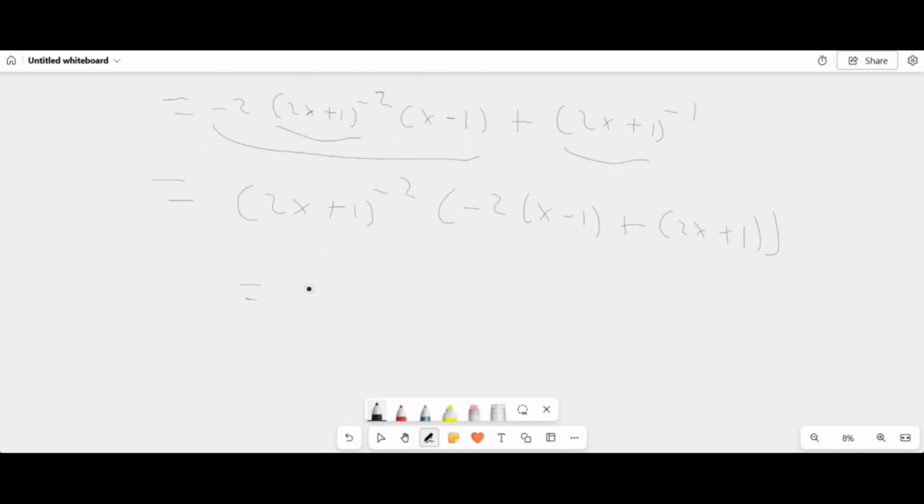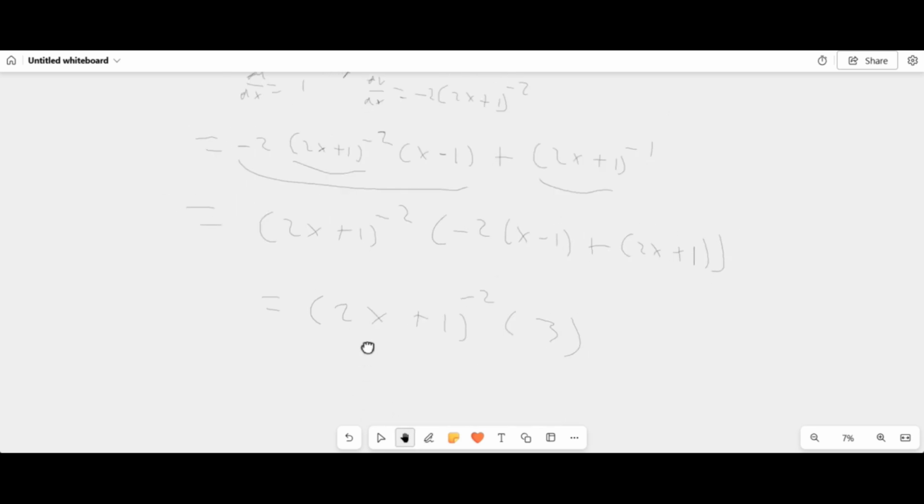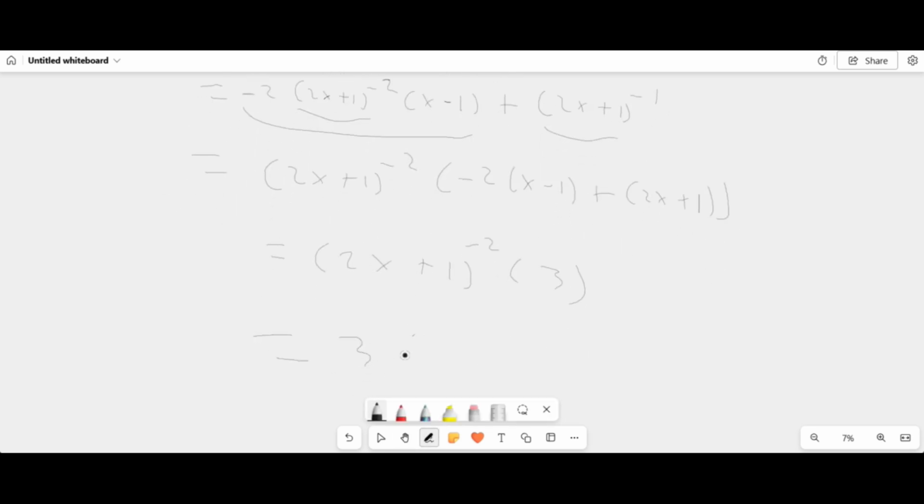Now what you want to do is simplify this. So that's (2x plus 1) to the power of minus 2. Minus 2 times x is minus 2x. Plus 2x is going to cancel, that's 0. Minus 2 times minus 1 is plus 2, plus 1 is 3. So that's just 3 here. So effectively we've just got 3 open bracket 2x plus 1 to the power of minus 2.